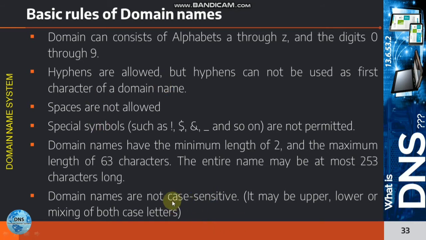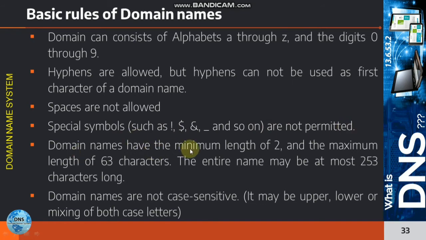For example, if this is a domain name, you can have a hyphen in between, but not a hyphen in front or at the start of your domain name. And then, spaces: in between domain names you should not have even a space bar, so that is not allowed. And special symbols such as exclamation mark, dollar, ampersand and so on are not permitted in a domain name.